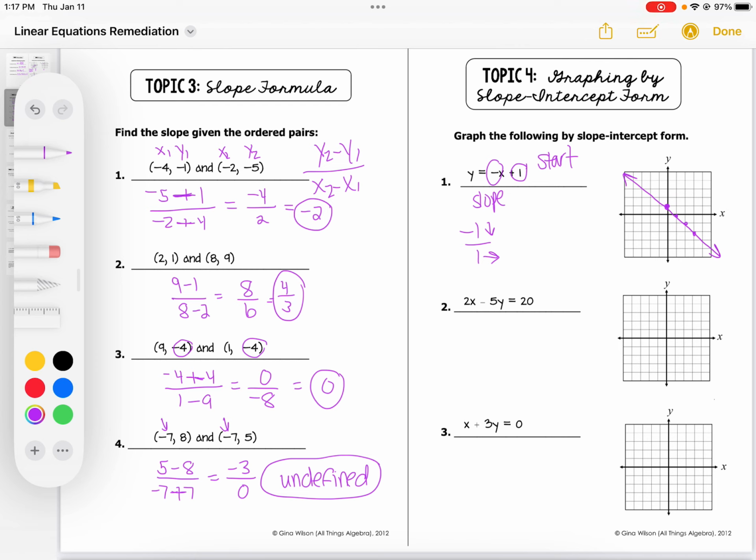Number 2, the equation is not in slope-intercept form right now. And in this topic, they want us to graph by slope-intercept form. That requires us to take these equations and solve them for y.